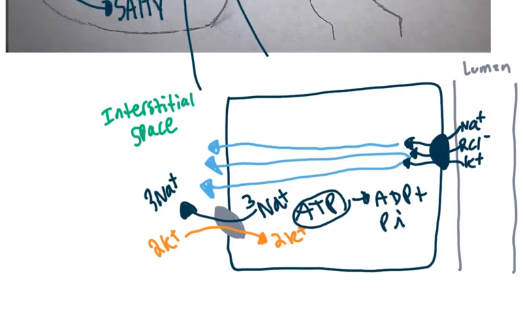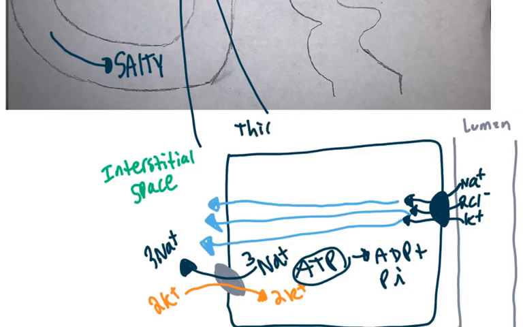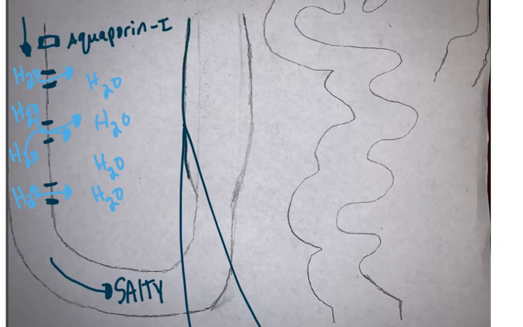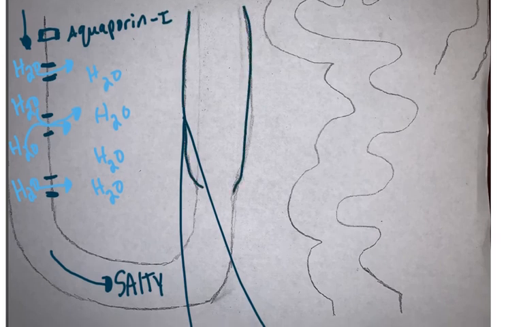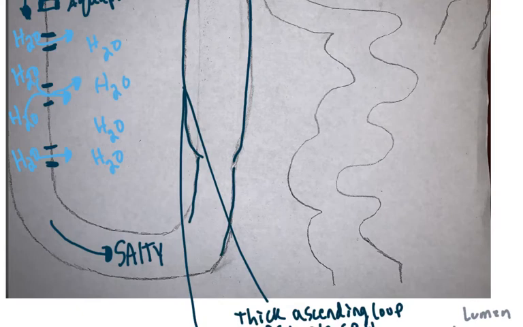In particular, this is going to be our thick ascending loop of Henle cell. Our thick ascending loop of Henle is this part, where it gets thicker. And this is our thin ascending loop of Henle.